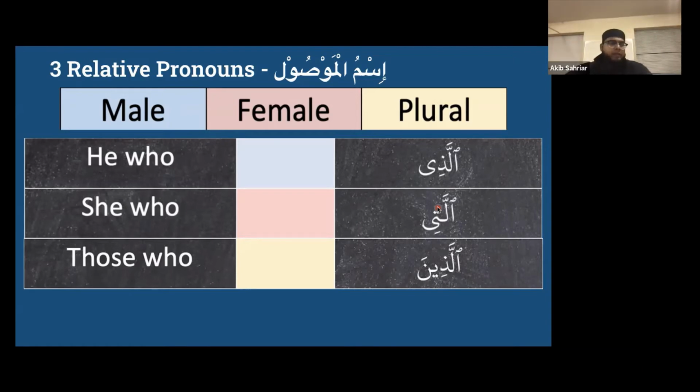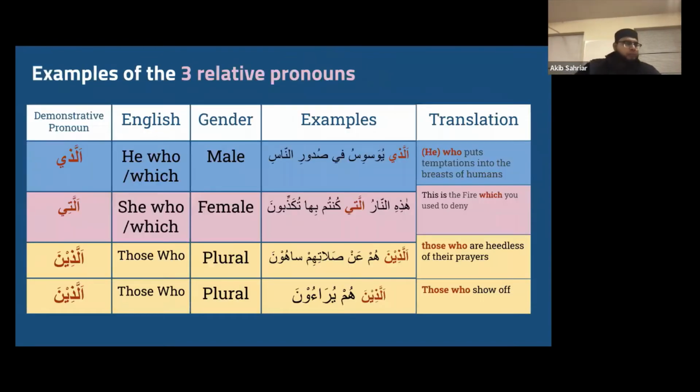So alladhi and allati, masculine and feminine. And then alladhina would now include both of them, and be the plural, those who, right? So whether it's a group of people, male and female, or just male or just female, alladhina would be the correct word to use for that. And now we'll see some examples of these words being used in the Quran as well. So this is an overview of the examples. We'll break them down as well, like we usually do.